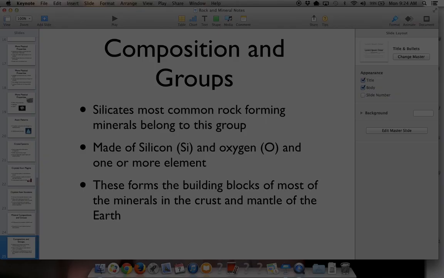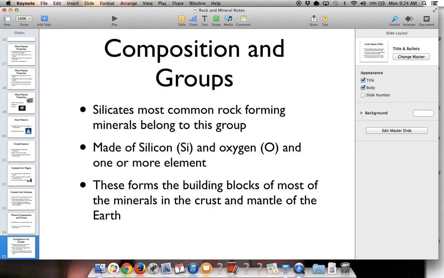All right, that is all of our notes. Make sure you study them all so that you know what you need for the test.